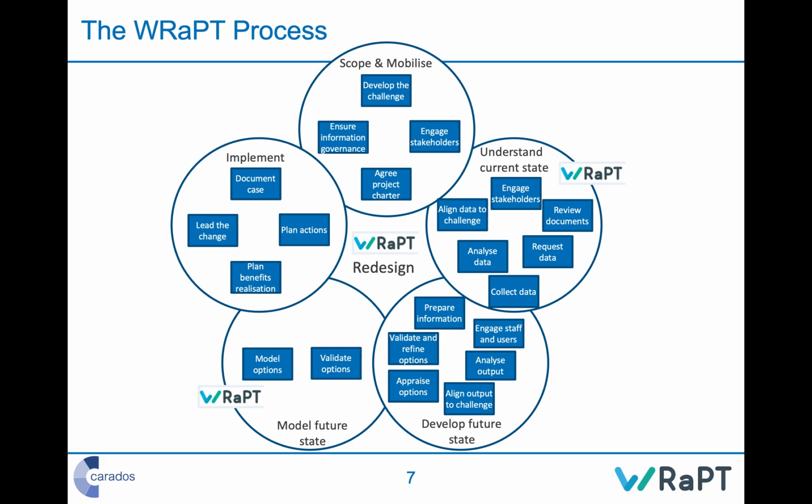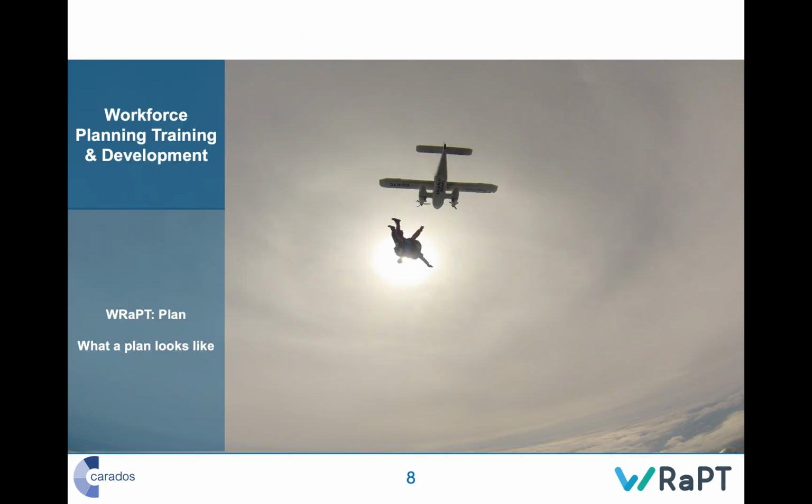High level, as we talked about last time, the WRaPT redesign approach is also really useful here because it helps you think through the process that you need to follow to do anything really. Properly scoping and mobilising, understanding your current state, developing your future state, modelling your future state and implementing. It is the core WRaPT approach that we have used for many years, and it is worth doing the WRaPT redesign course as part of doing the WRaPT plan course, because a lot of the stuff is in there. The reason why this course is so short is we are not repeating ourselves from that course too much.